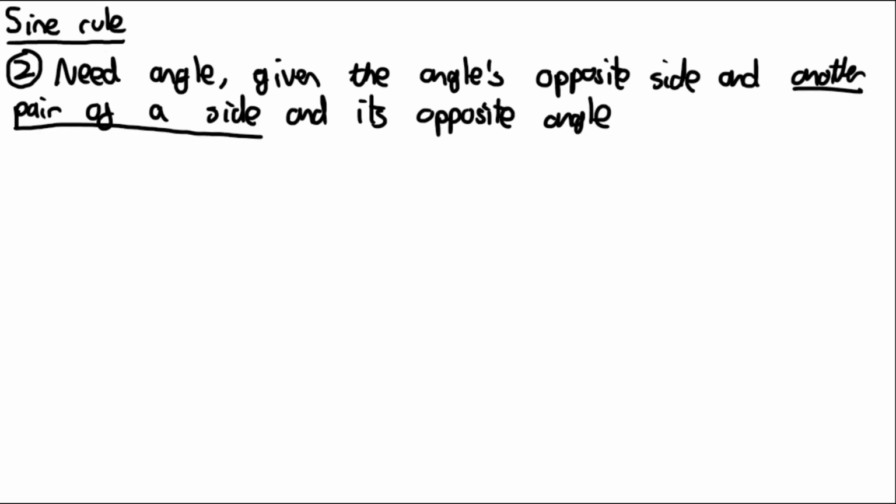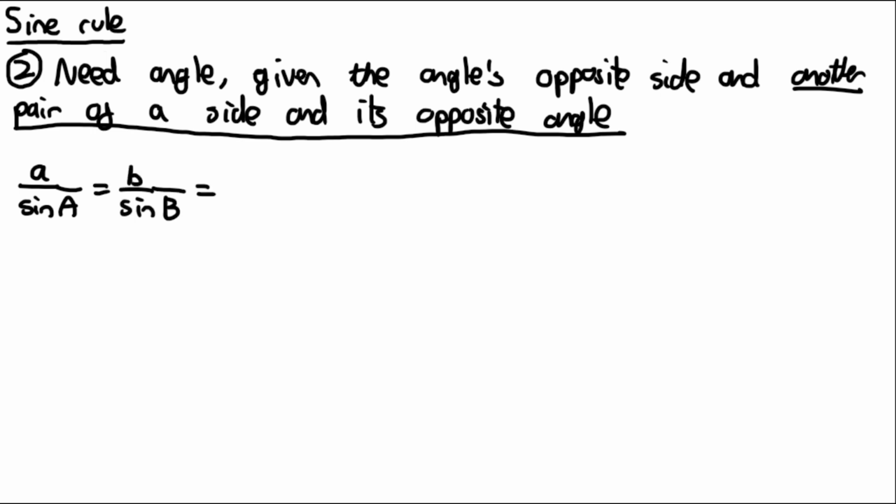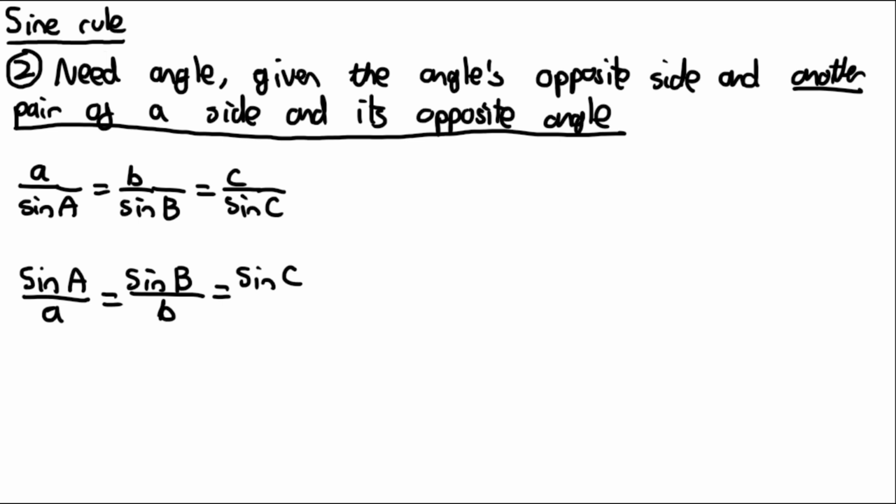So far I've introduced you to the sine rule as a over sin a is equal to b over sin b is equal to c over sin c. This is the way that you write the sine rule in order to find a side. But when you're trying to find an angle, there is an alternate way that the book gives the sine rule, which is by flipping everything: sin a over a is equal to sin b over b, which is equal to sin c over c.